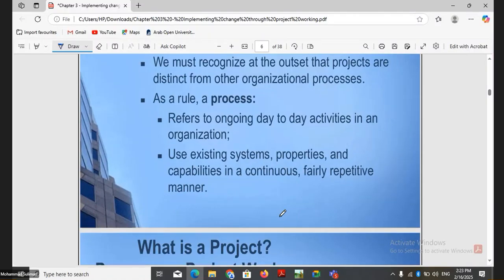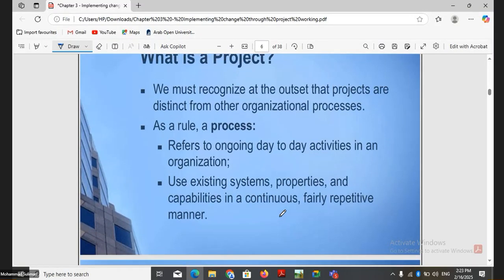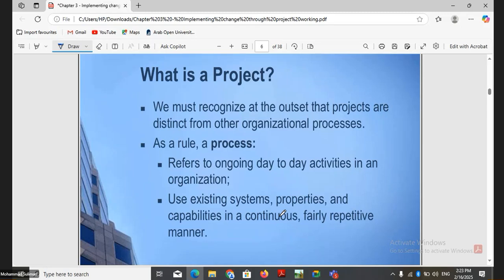Now let us understand the difference between a project and a process. Right, most of the time we consider a project and a process as the same, but they are not the same. A process basically refers to ongoing day-to-day activities in an organization. Like what is going on every day is a process inside an organization. If you see sales in a supermarket, it is a day-to-day process, right? The manufacturing activities are a day-to-day process, right? So a process is an ongoing day-to-day activity in any organization.